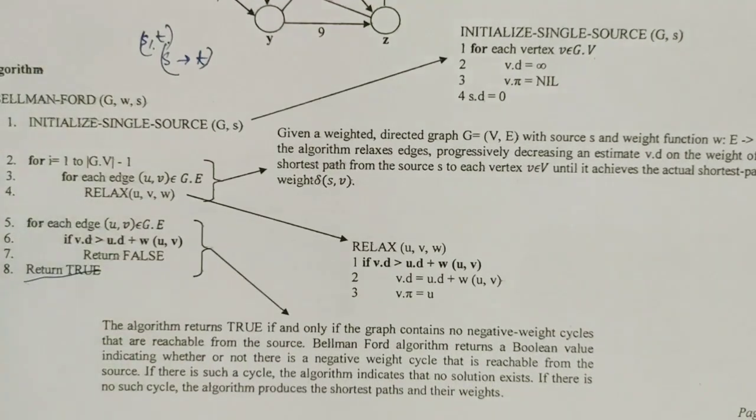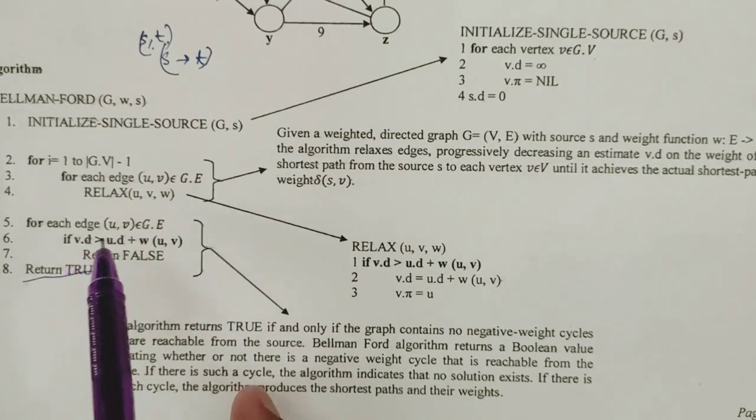So this means this algorithm returns true if and only if the graph contains no negative weight cycles that are reachable from the source. The Bellman Ford algorithm returns a Boolean value, meaning either true or false, indicating whether or not there is a negative weight cycle that is reachable from the source.